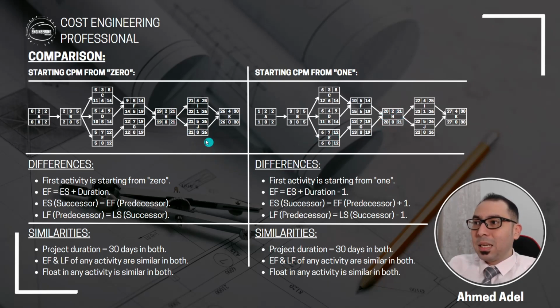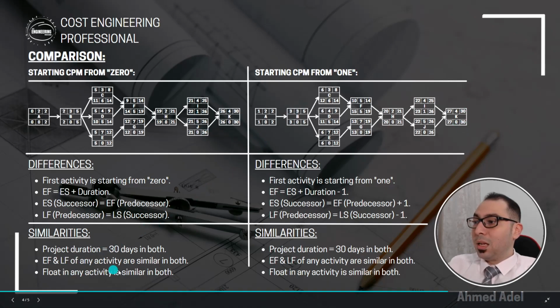So in both cases, if you use this method or if you use this method, the end, either early finish or late finish, here must be similar to here. So 14 and 19, here you will find it also 14 and 19. The project is ending 30 and 30. So the finish, either early or late, in both cases will be similar. So this is the second similarity that we have. Early finish and late finish of any activity is similar in both methods.